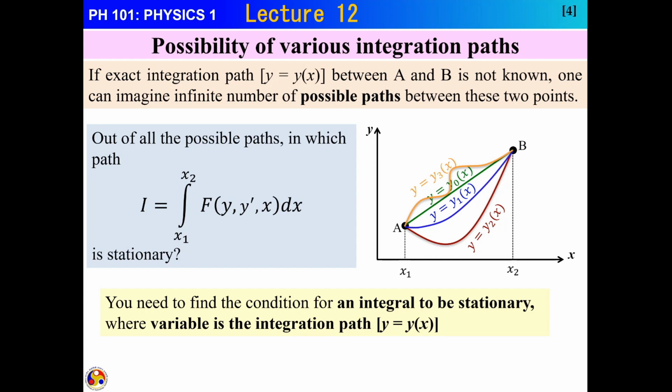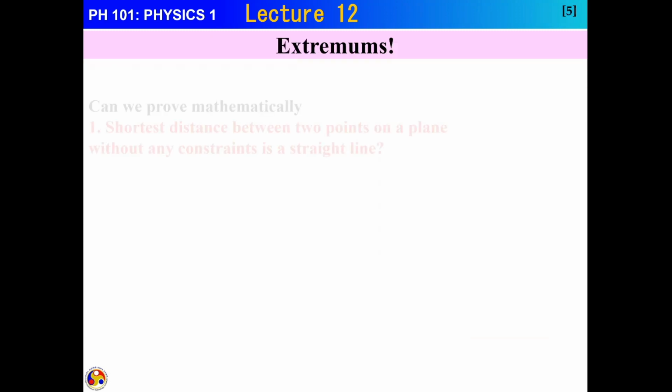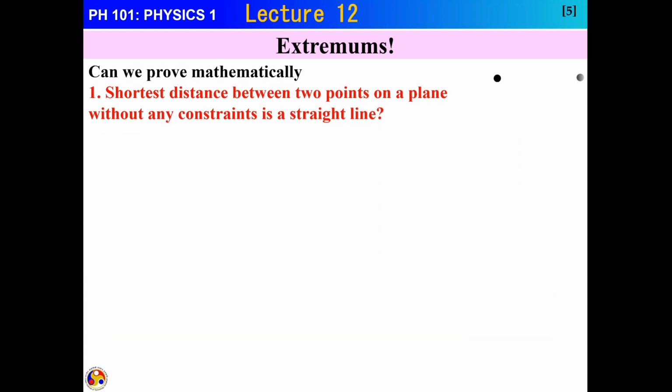Now, how do we proceed? Let us look at it. Let's pose question 1. The shortest distance between two points on a plane without any constraint is a straight line. For example, that you see here on the right side, would it be like this, or would it be any functional form? You have multiple ways of reaching between the points. So we have to prove it, and we are going to do it with this variational principle.